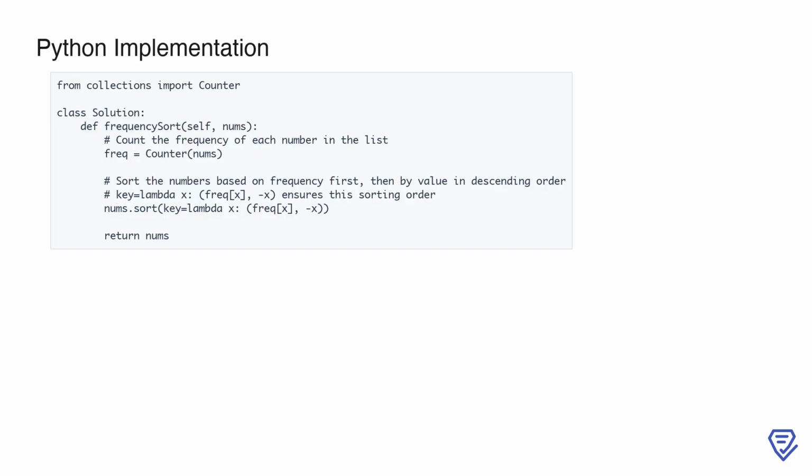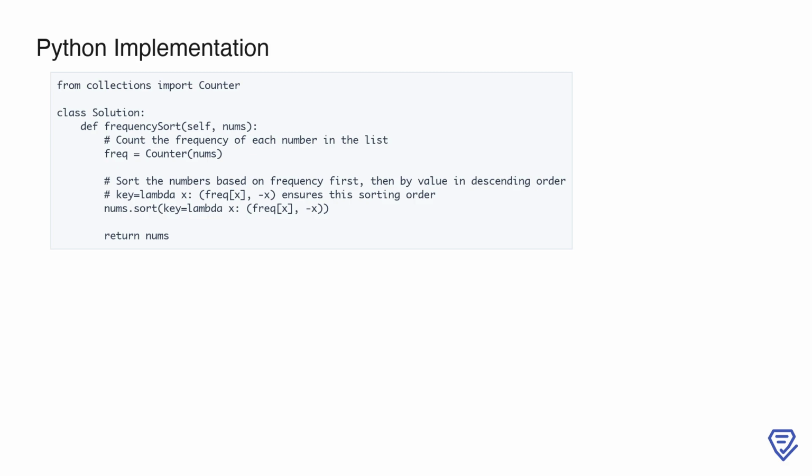The sorting key utilizes a lambda function, key = lambda x: (frequency[x], -x). Frequency[x] ensures the elements are sorted by their frequency in ascending order. -x, if two elements have the same frequency, ensures they are sorted by their value in descending order. The negative sign reverses the natural ascending order of numbers. 3. Return statement. After sorting, the modified nums list is returned as the output.